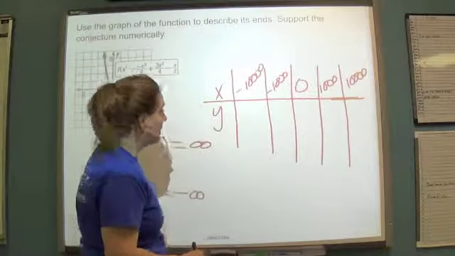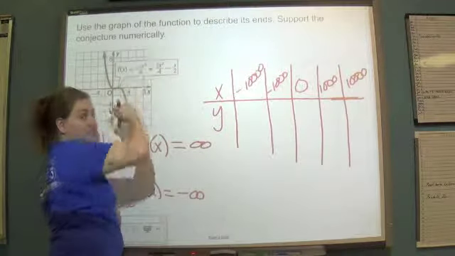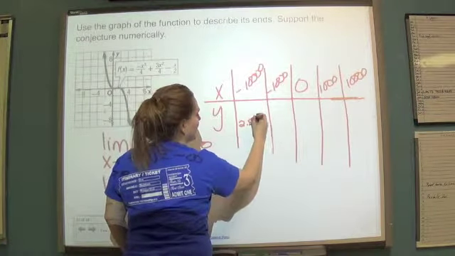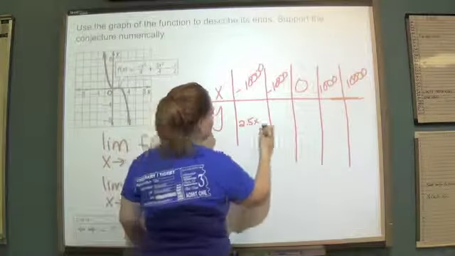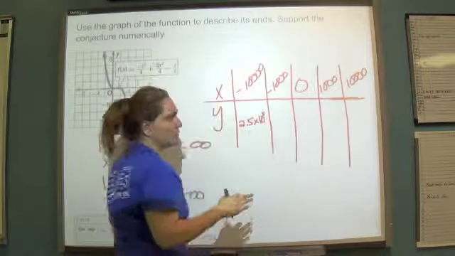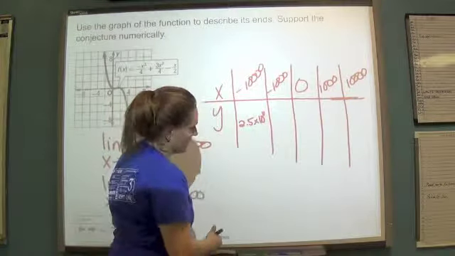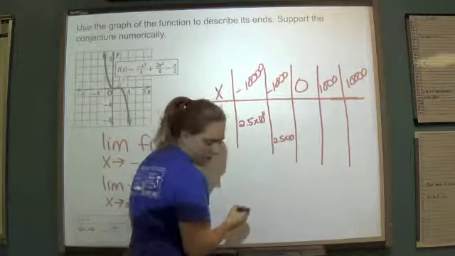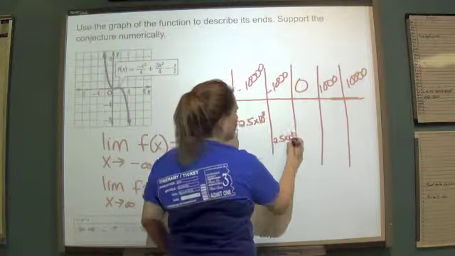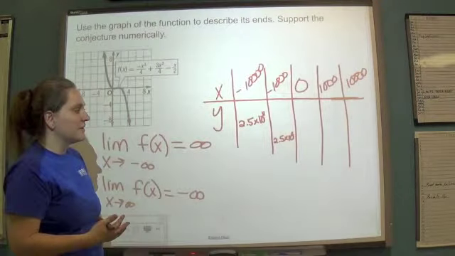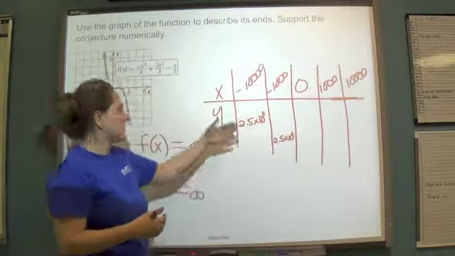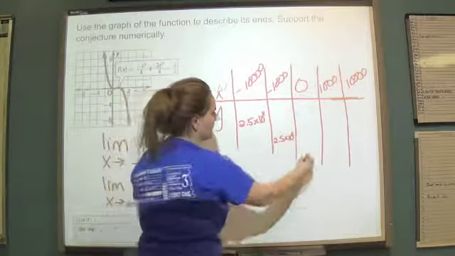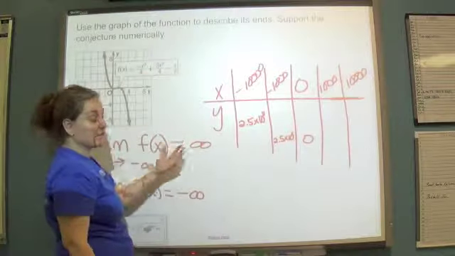So if I plug 10,000 into this function, f of x, I'm going to get 2.5 times 10 to the 11th. A really, really big number. And if I plug 1,000 in, I'm going to get 2.5 times 10 to the 8th. So another really big number. So obviously it's getting bigger and bigger, hence I'm going to infinity. That's kind of the numerical proof. If I plug in 0, I get 0, obviously, because everything has x.